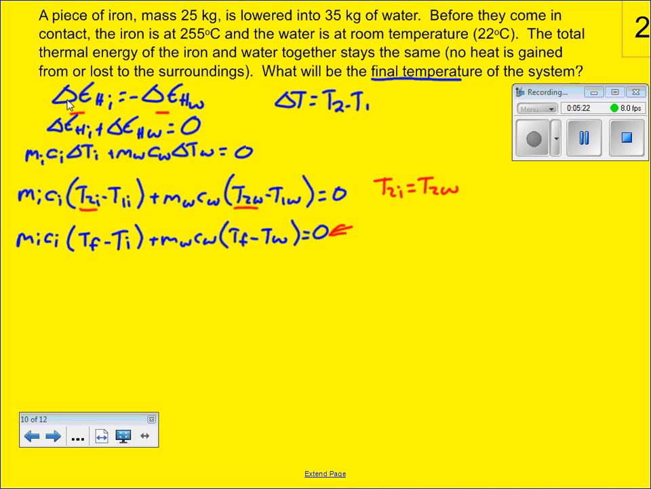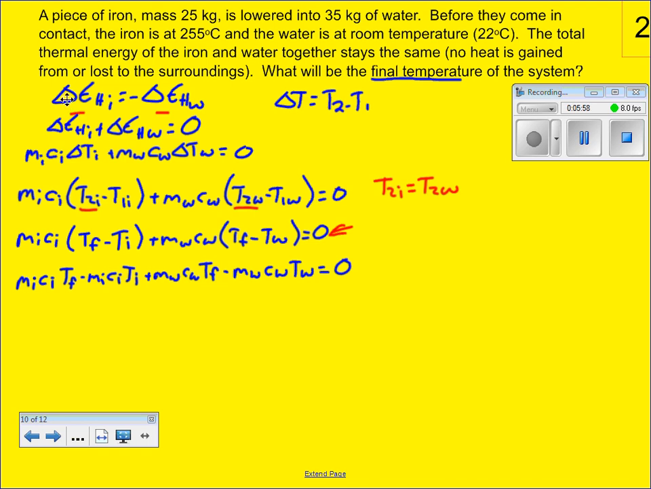All right, so let's start isolating. In order to isolate for TF, we have to break it out of the brackets using the distributive property. So we're going to get MI CI TF minus MI CI TI plus MW CW TF minus MW CW TW equals 0. So four terms. Now we're solving for TF, so we have to bring the TFs together.